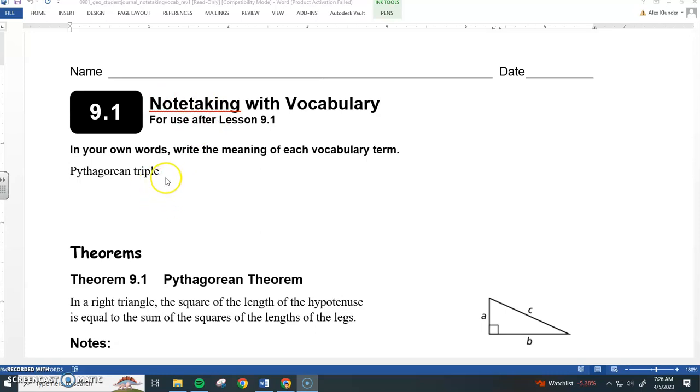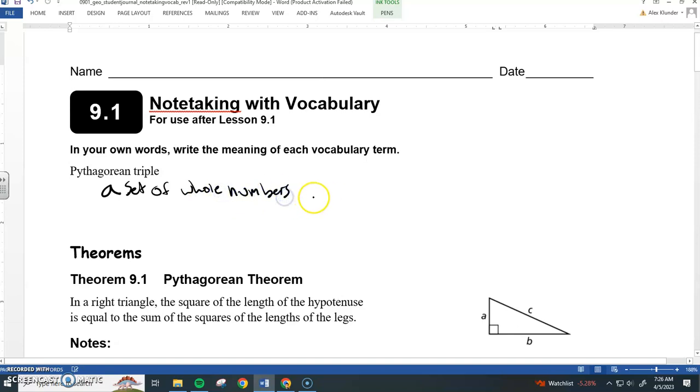One of the words that we use in vocab is a Pythagorean triple, and that's basically a set of whole numbers that form a right triangle. You guys are going to get a lot of decimals when you do Pythagorean theorem. And this is specifically referencing a set of whole numbers.